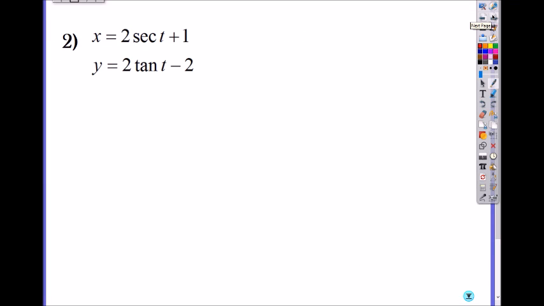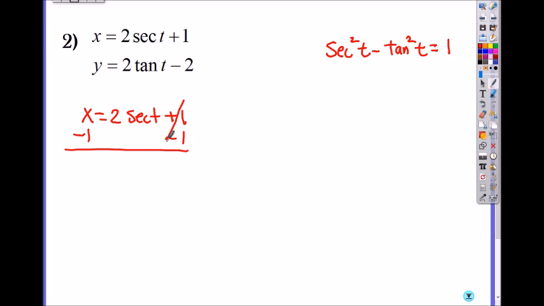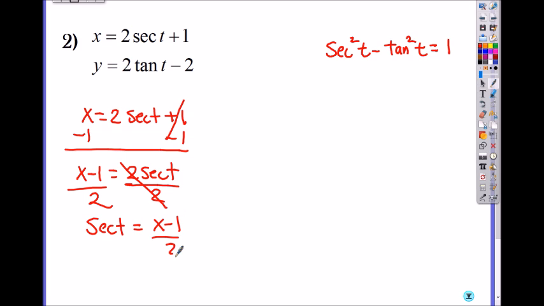Number 2. Now, if you have a secant and tangent, now we're going to use the identity secant squared t minus tangent squared t equals 1. So again, solve for secant of t from x equals 2 secant of t plus 1. So I move 1 first. So I get x minus 1 equals 2 secant of t, and then divide by 2 from both sides. So I get secant of t equals (x minus 1) over 2.